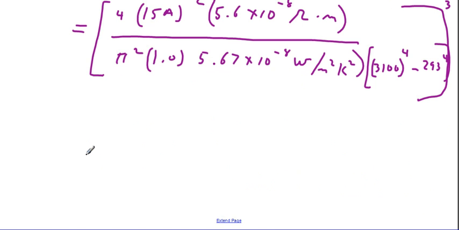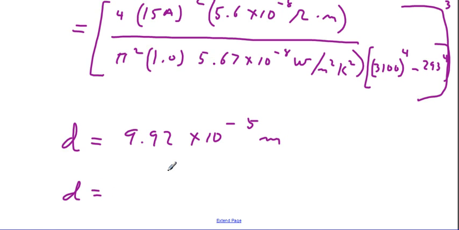Okay, now assuming you can put it in your calculator and get the right answer, you'd get 9.92 times 10 to the minus 5th meters. But normally a diameter we'd express in millimeters, so we'd call it 0.099 millimeters. And is that what we're trying to find out? 48. What diameter of wire is being used? Okay, so there we go. That's the diameter of the wire being used.